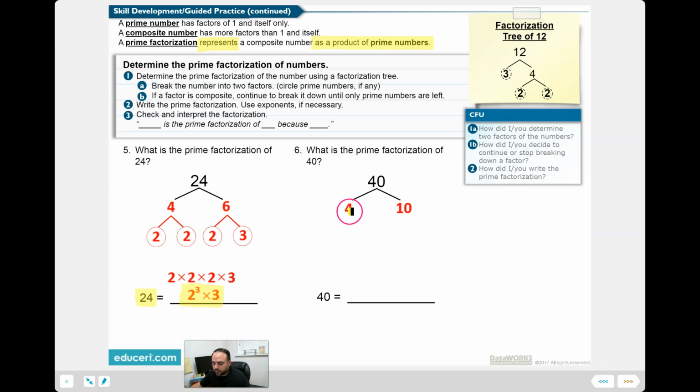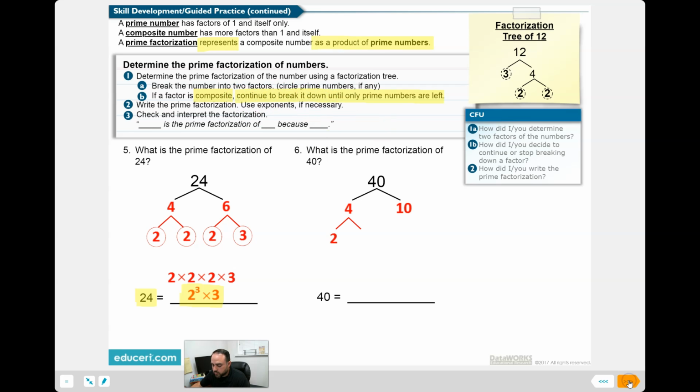If you use the numbers 5 and 8 or 2 and 20, no matter which combination you used, we will see that we end up with the same prime number endpoints. Now 4 is not prime, so I will not circle it. 10 is not prime, so I will not circle it. Both of these numbers are composite numbers, so they needed to be continued.